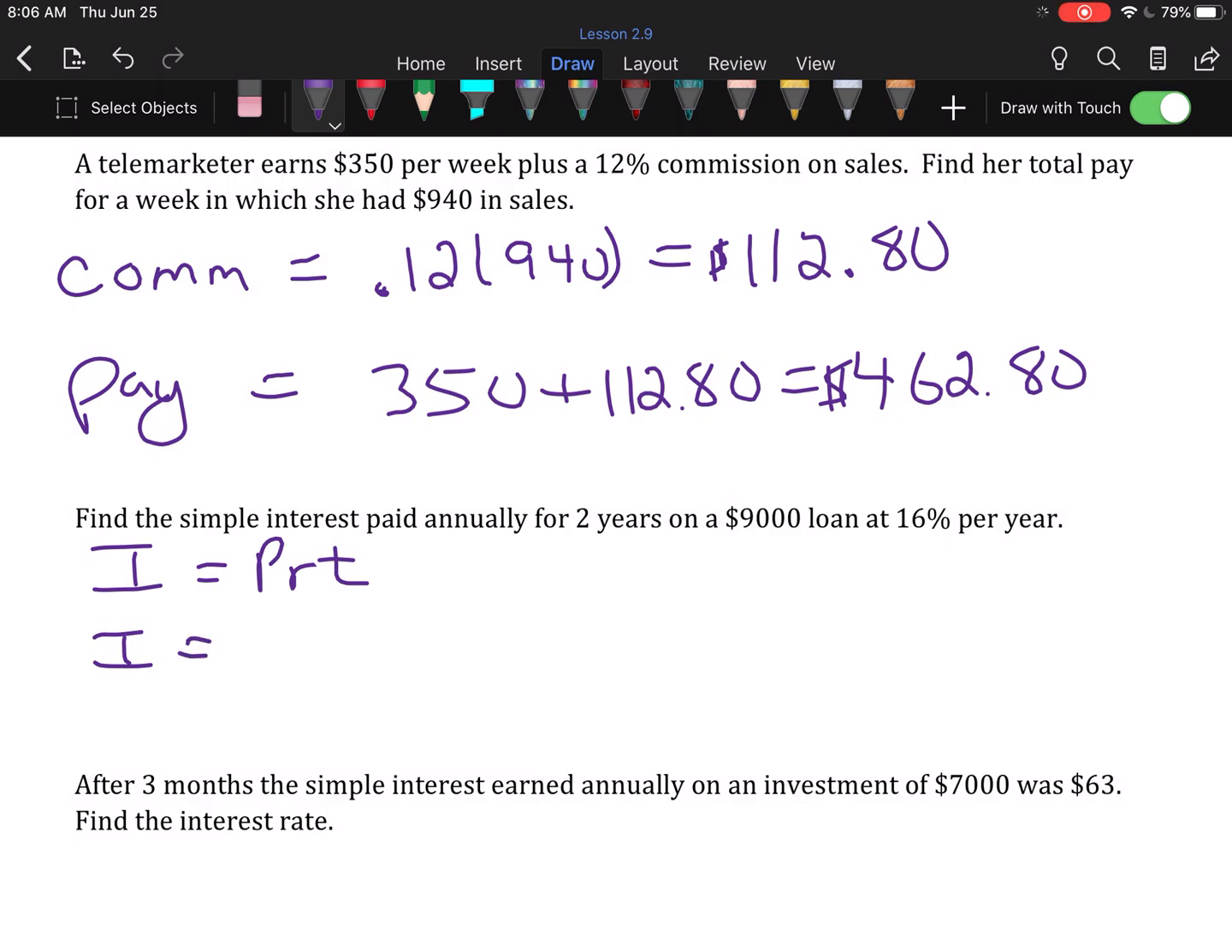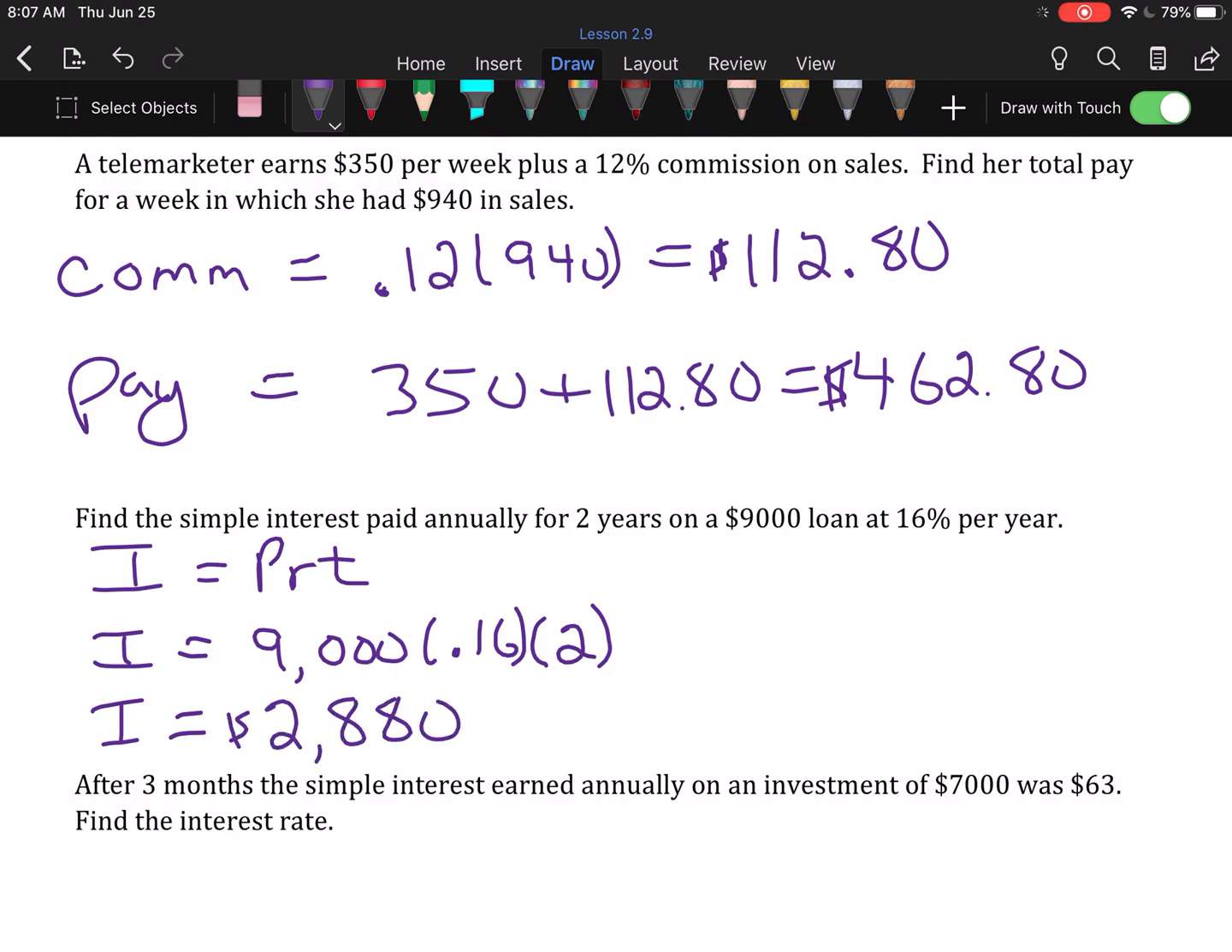So if we're told to find the interest, that means we're solving for I. Principal is an amount of money, so here it's the 9,000. Rate is a percentage. Here, 0.16, 16% as a decimal. And time is years, and we are told that's 2. So this is conveniently just straight multiplication. 9,000 times 0.16 times 2. And that is $2,880. That is the simple interest.